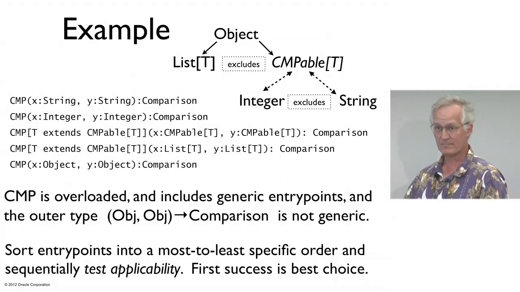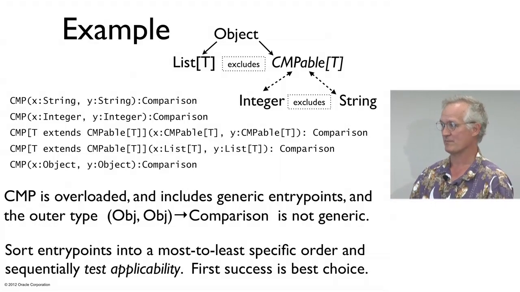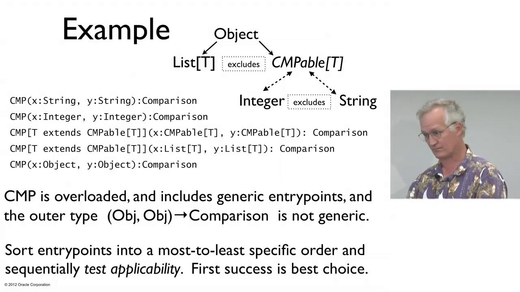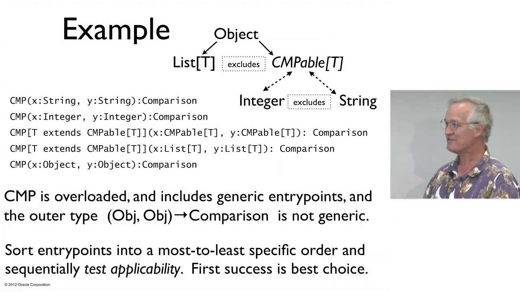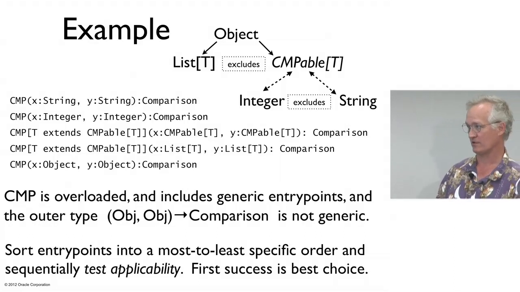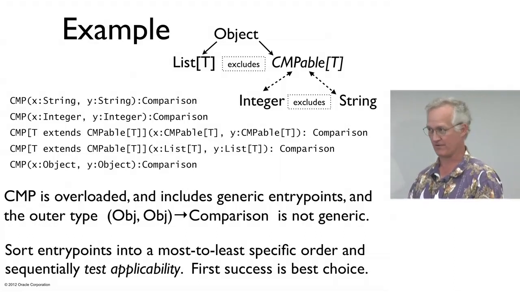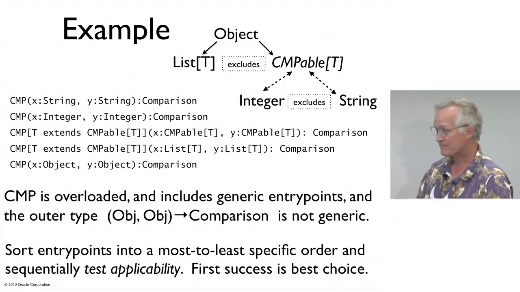The fourth one, lists are not comparable, and in fact, because of the way this is declared, they can never be comparable. But if you had a list of comparable things, you could do lexicographic order with another list of the same or comparable things, and you could compare them. So you want to add this overload. And then finally, just because you like getting exceptions, you can compare a pair of objects. And so this is overloaded. It has generic entry points, and the generics have got type parameters yet to be bound.